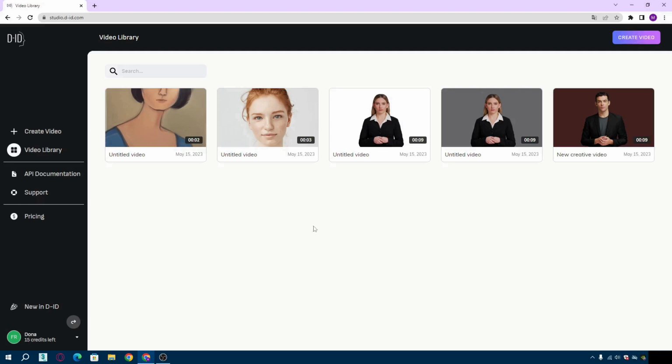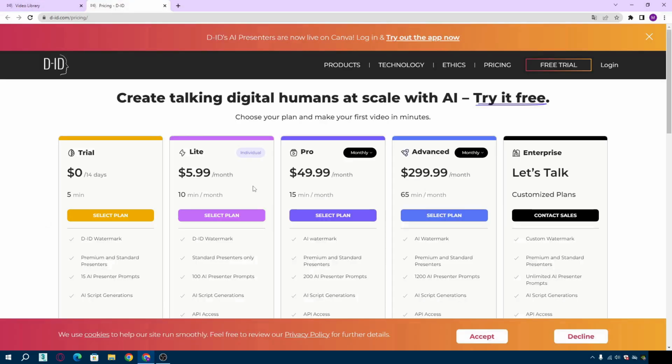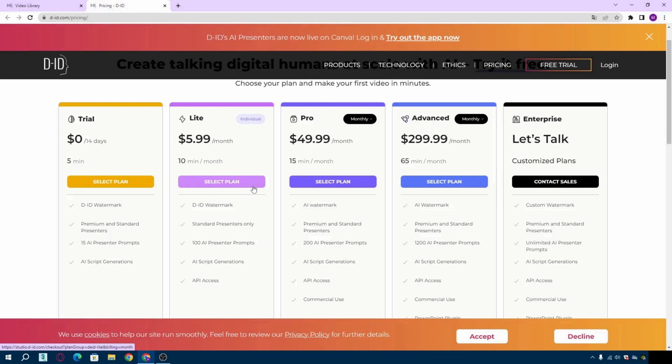Let's have a look at the prices now. They sell 10 minutes a month for $6. There are options such as 15 minutes and 65 minutes. If the ID alternatives come out in the future, these packages will probably be cheaper.